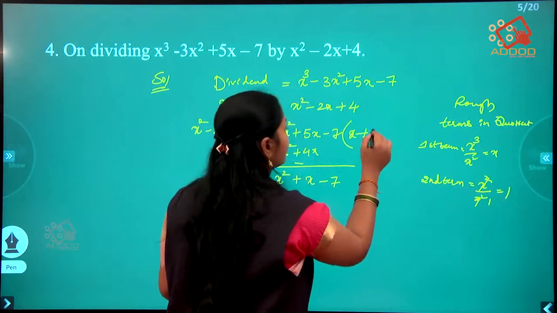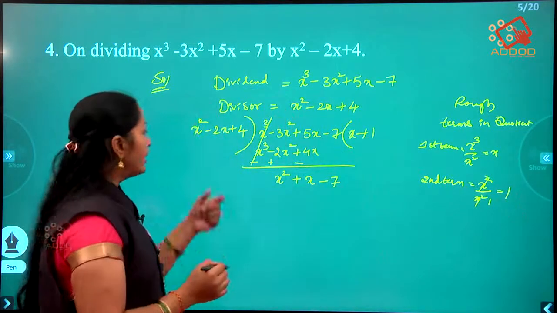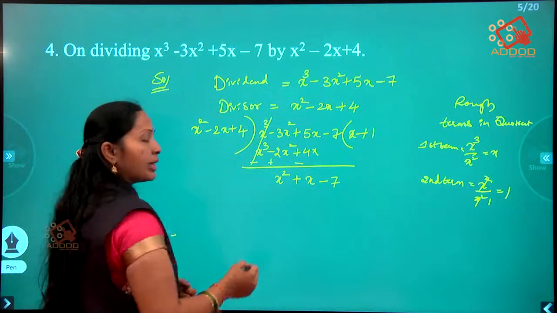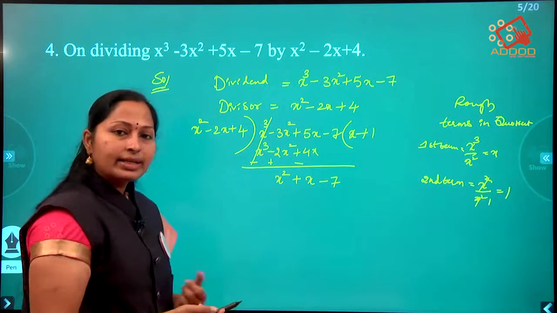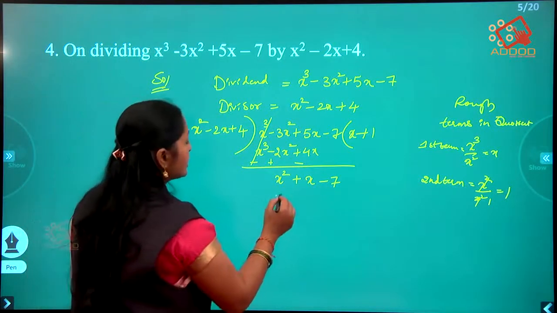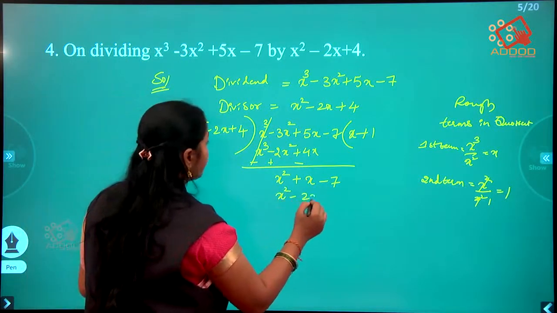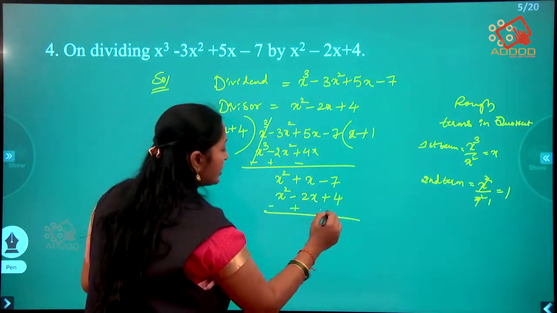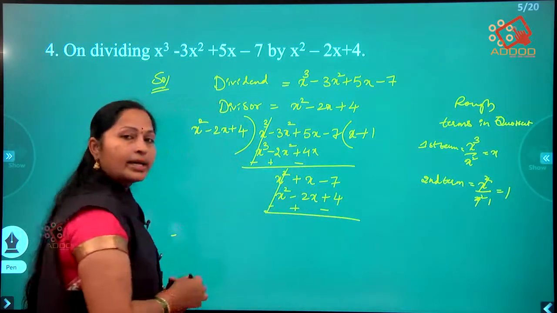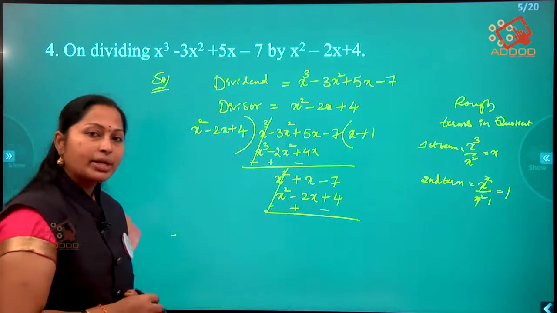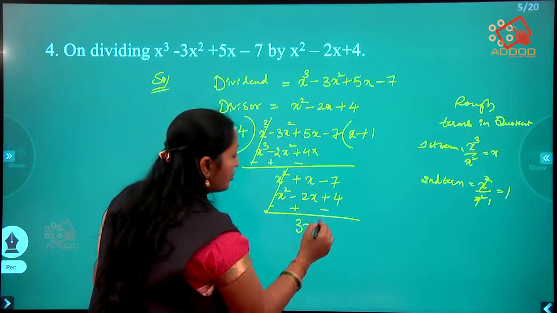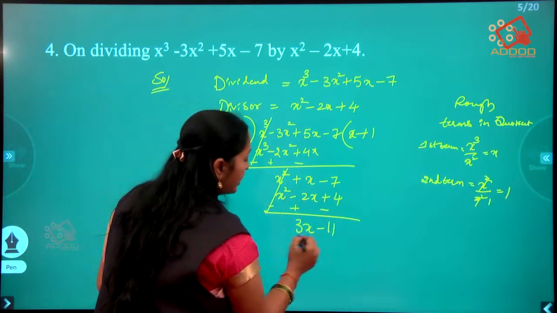Okay students, now multiply this full divisor with 1 and write here. When we multiply any number with 1, the result is itself. Now x square minus 2x plus 4. Now subtract. When we subtract, signs will be interchanged, and plus x square and minus x square become 0. Now plus x plus 2x become 3x, minus 7 minus 4 become minus 11.